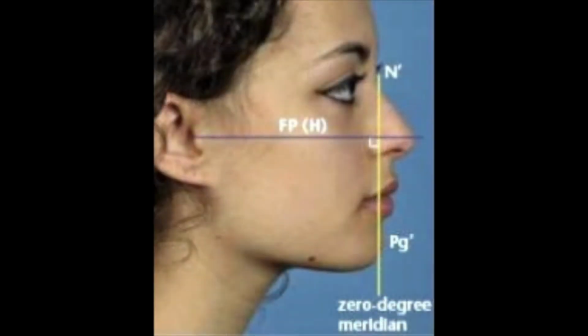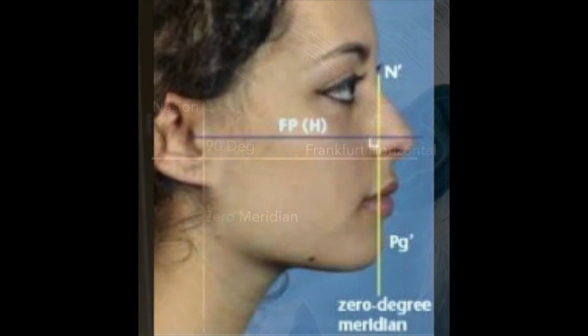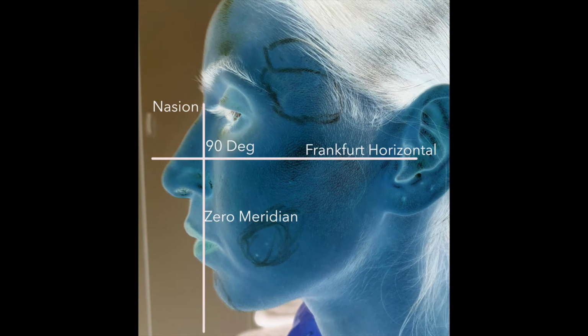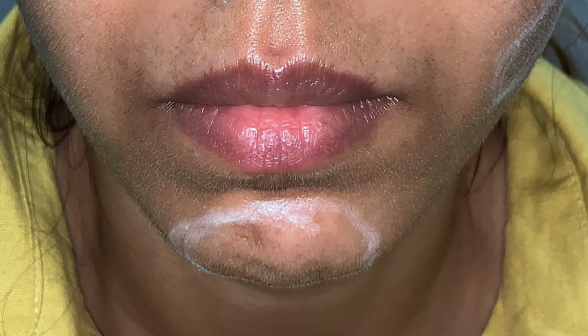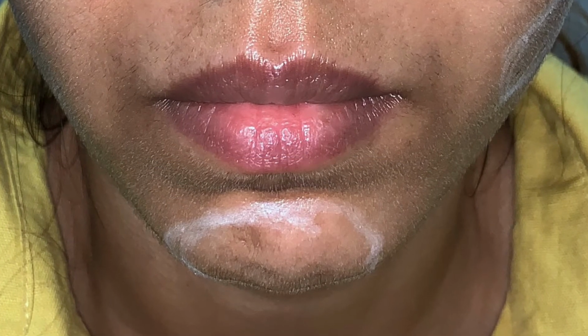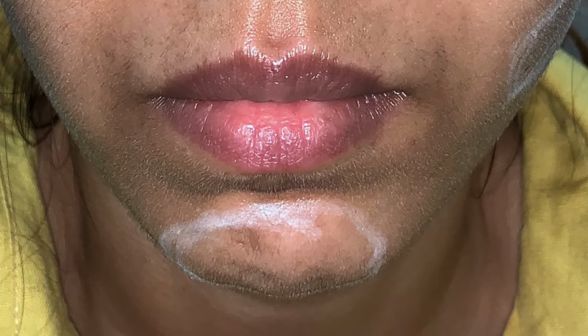And out of this, the most important one is the 0 degree meridian, which is basically a line perpendicular to the Frankfurt horizontal. So if you see in this patient, there is a definite deficiency of the chin when the line is dropped, so that is the meridian. Also, if you notice in the pictures, her mentalis muscle is quite prominent, which is causing the chin to be retracted and also retruded.